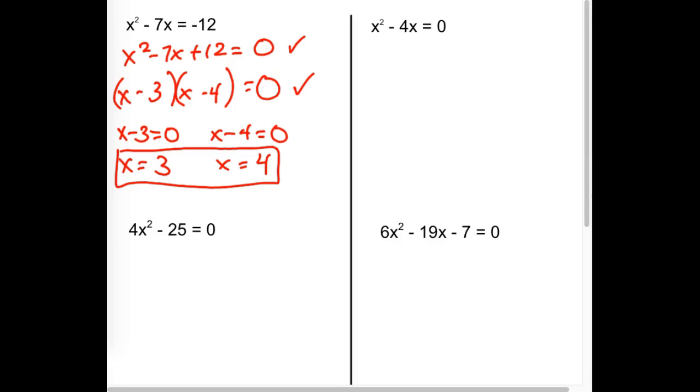The next one, is it equal to 0? Yes or no? Yes? All right. But it's only a binomial. How are we going to factor it? X squared minus 4x. Yes, we want to take out an x. That leaves me an x minus 4.